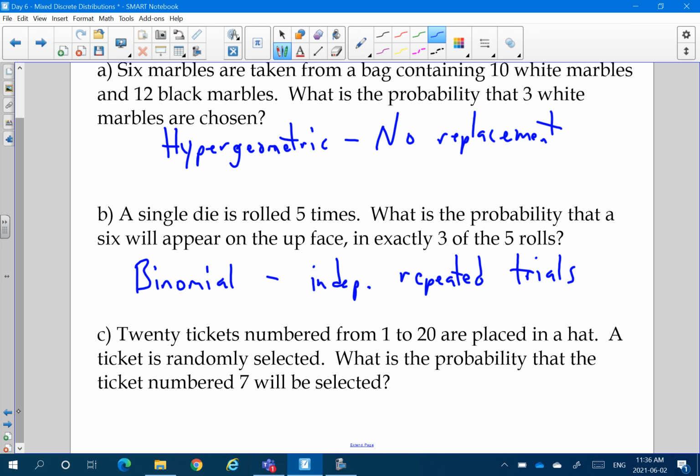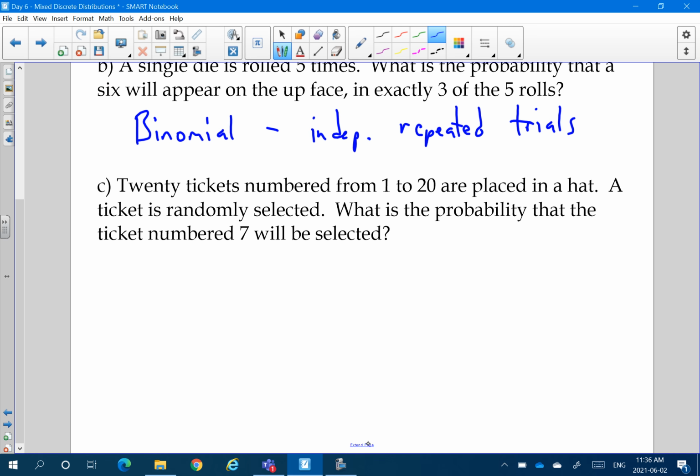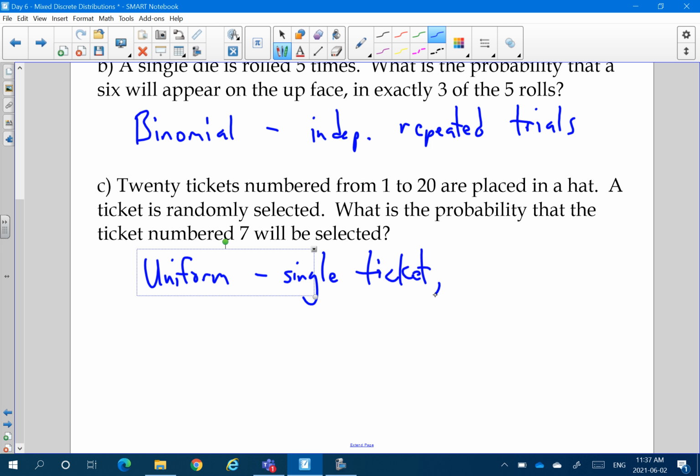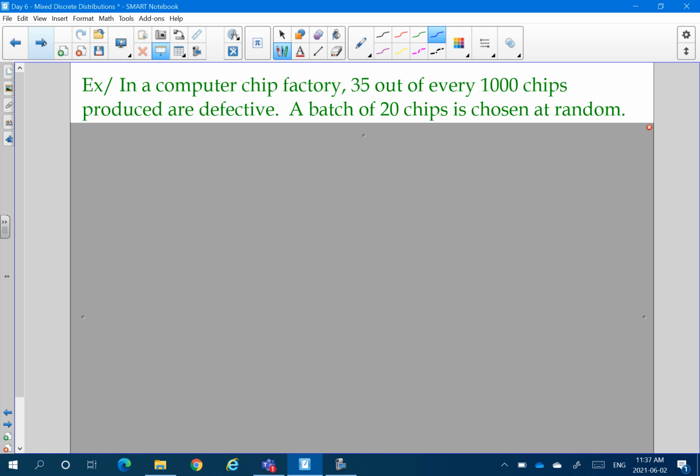A ticket is randomly selected. What's the probability that the number 7 will be selected? So speaking of what we just talked about in the last slide, this would of course be uniform distribution because you're picking a single ticket. And really the big thing here, not only is it a single ticket you're picking, but that they're all equally likely. There's no one number or card that's more likely to get picked than another.